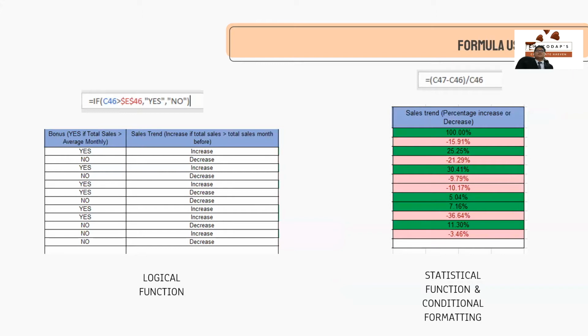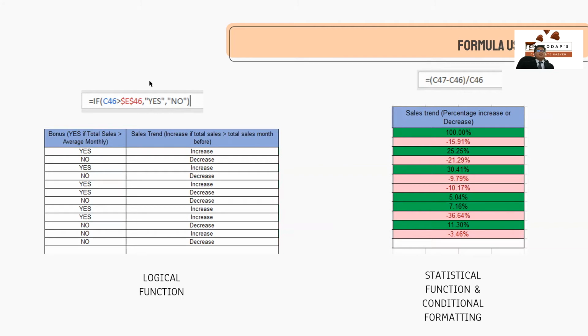Okay. Next is the logical function. The logical function shows we are using IF to make our logical function show whether a certain number satisfies the requirement. For example, the first one is bonus. For the bonus, the condition is yes if the total sales is above the average monthly. So the first one is for January. If the sale is above the average monthly, it will show yes, and if not, it will show no.